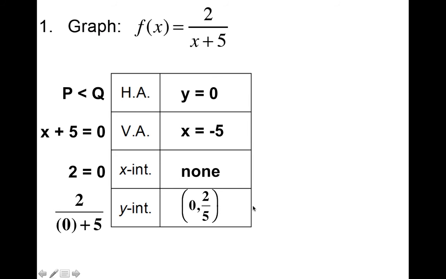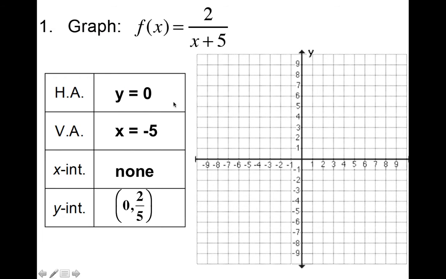Once we have our table filled in, we can go ahead and plot this on our graph. So we have y equals 0 as our horizontal asymptote. We have x equals negative 5 as our vertical asymptote. So here's where x equals negative 5. Draw the vertical line. We don't have any x-intercepts. My y-intercept is a positive 2/5. Well, that's less than 1, so it's somewhere between 0 and positive 1. So let's just put a dot there.